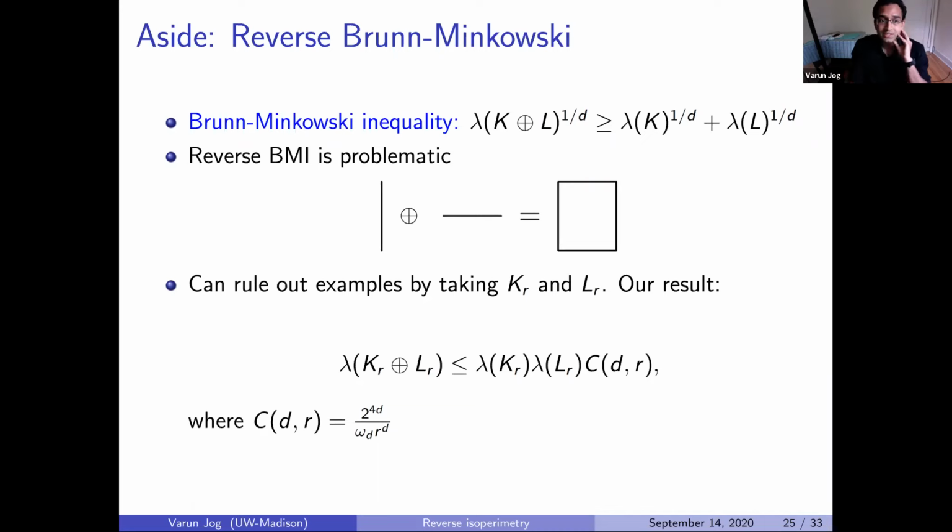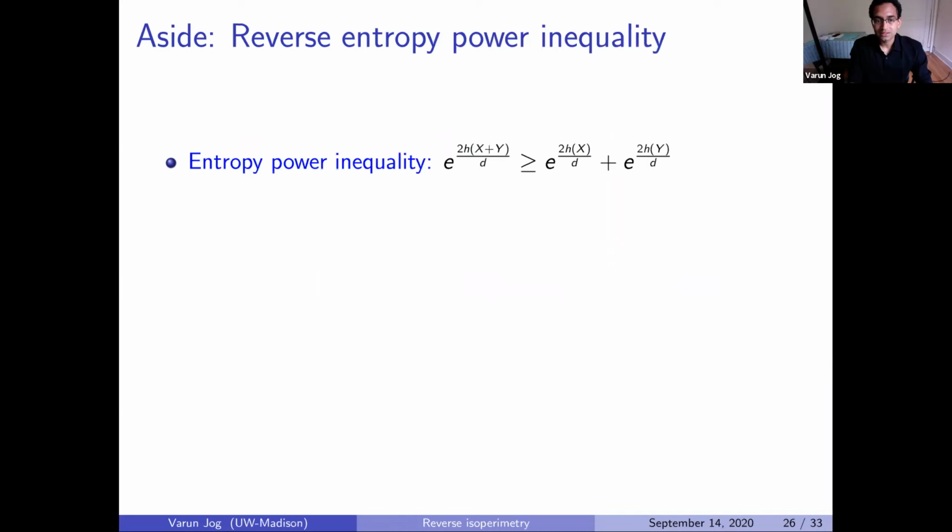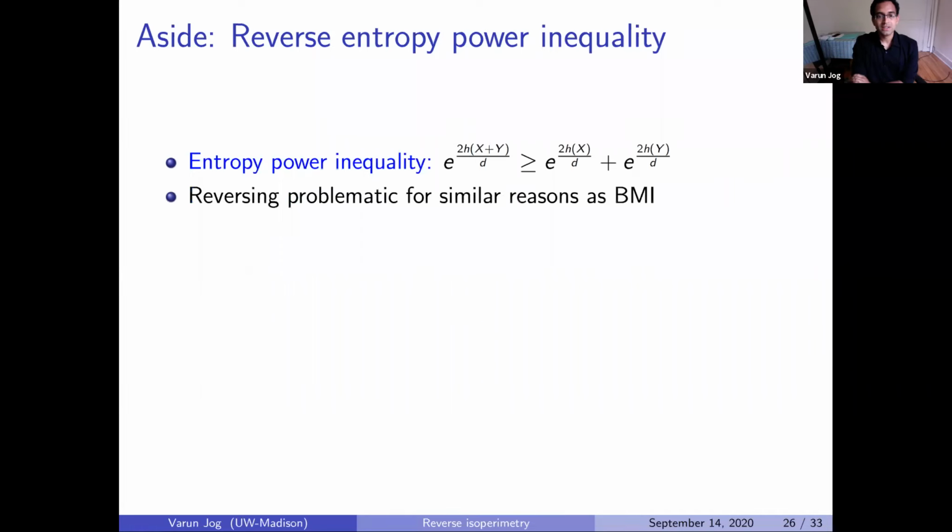This got me interested in whether something similar holds in the information theory world: if you were to take random variables and add Gaussian noise to them, can you prove some similar inequality? So the analog of the Brunn-Minkowski inequality is the entropy power inequality, which gives you a lower bound on the entropy of x plus y when x and y are independent random variables. You cannot reverse it in general because of similar issues that happen in the Brunn-Minkowski inequality.